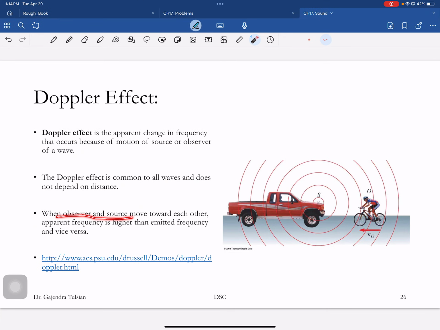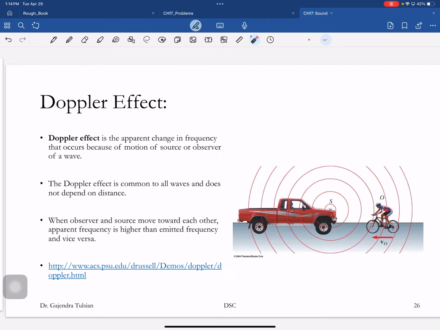When observer and source move toward each other, the apparent frequency is higher than the emitted frequency. Okay? And if they're moving away from each other, then you hear a lower frequency.